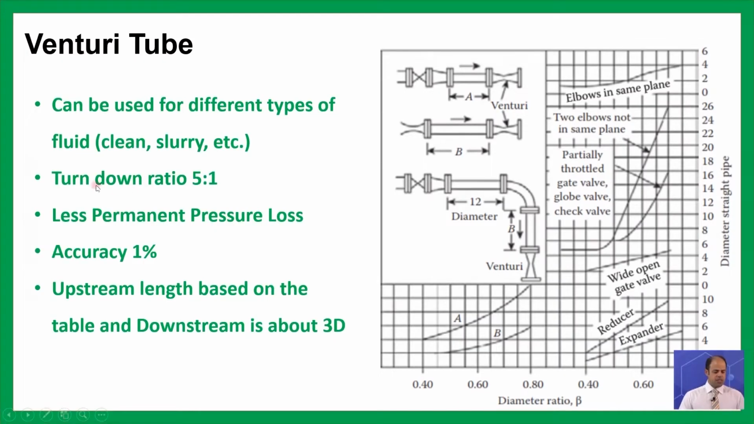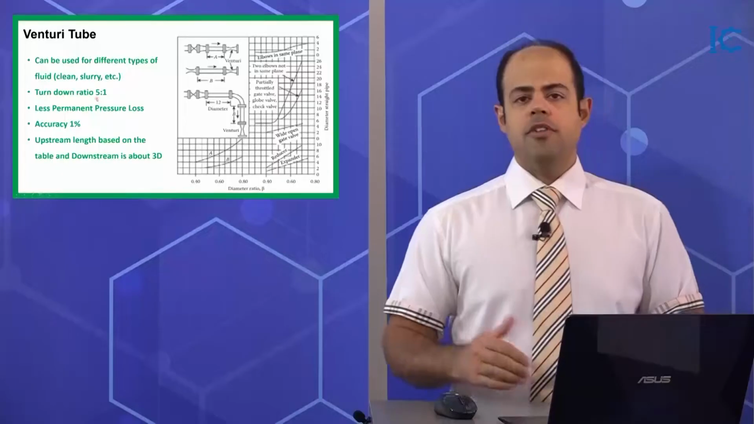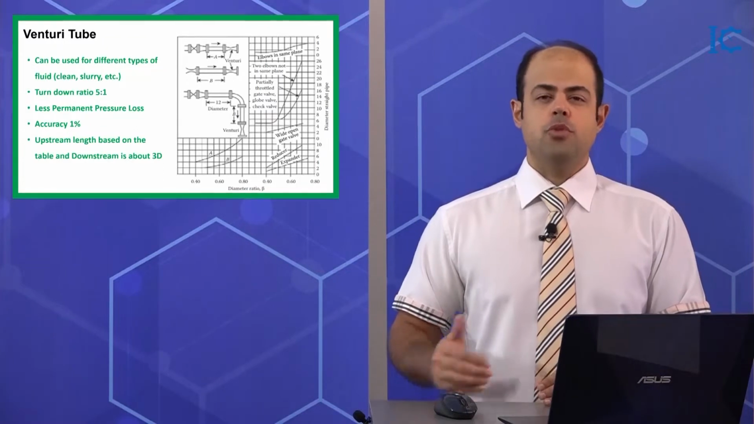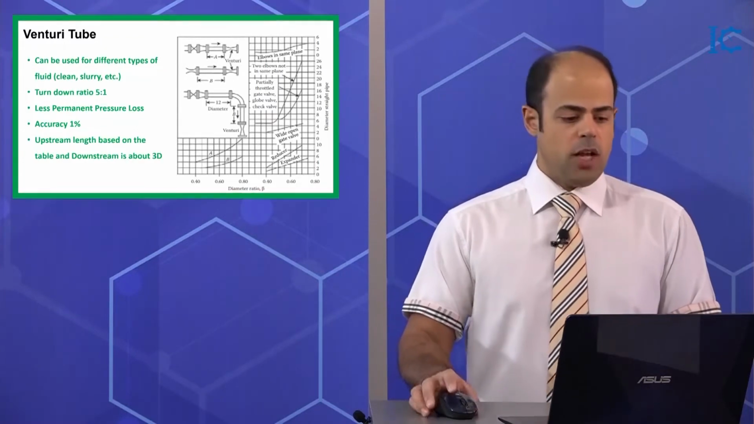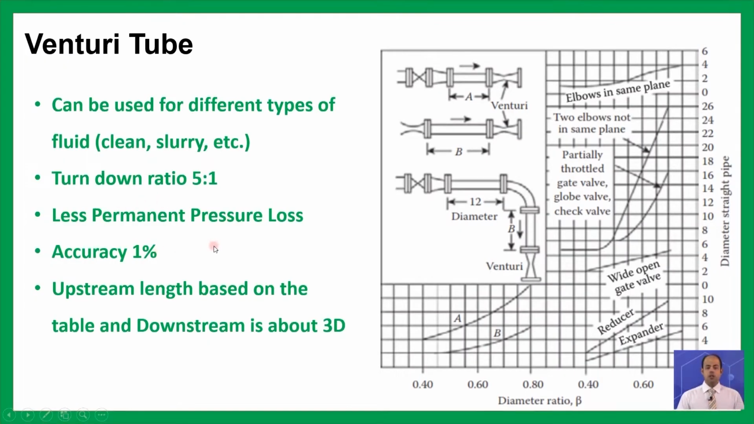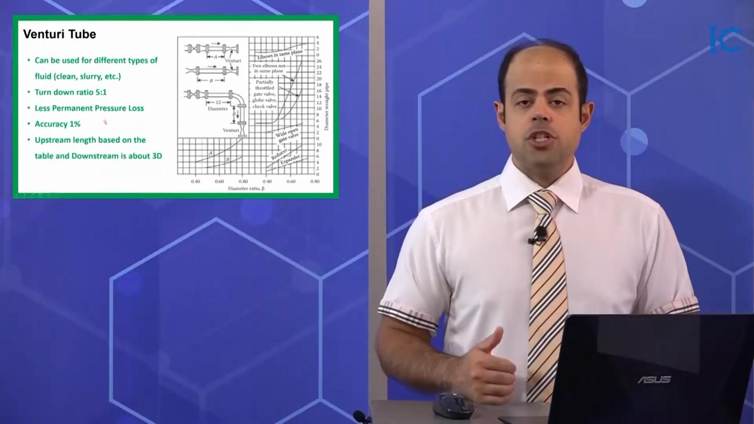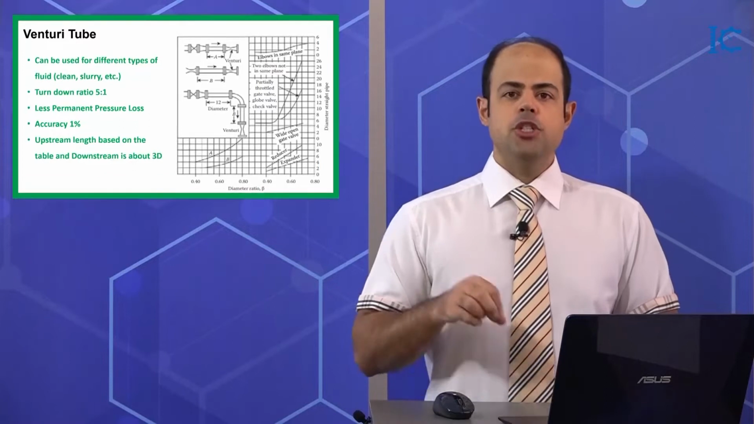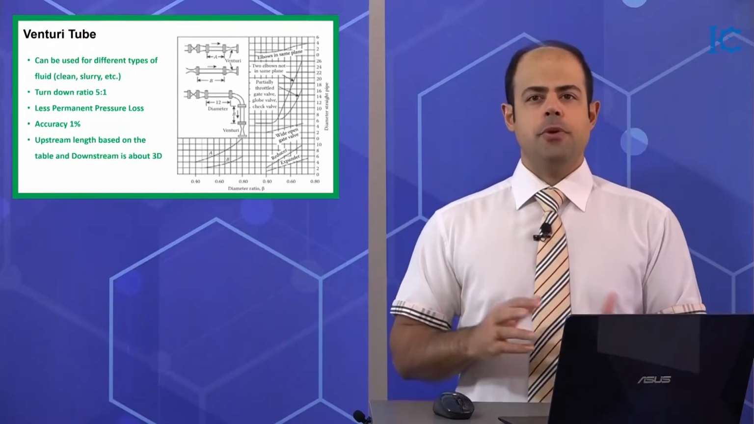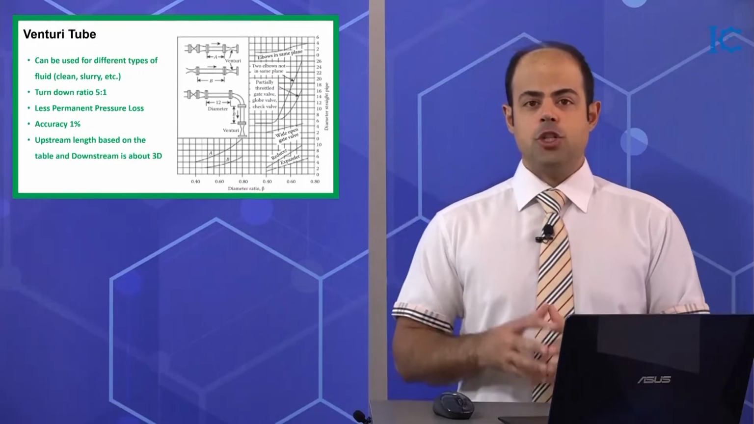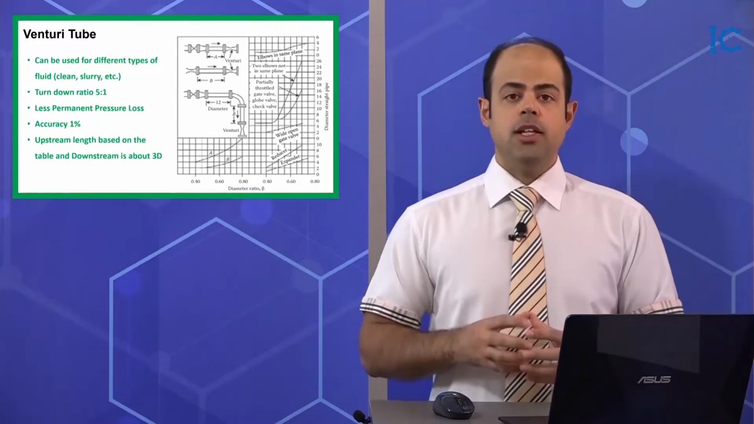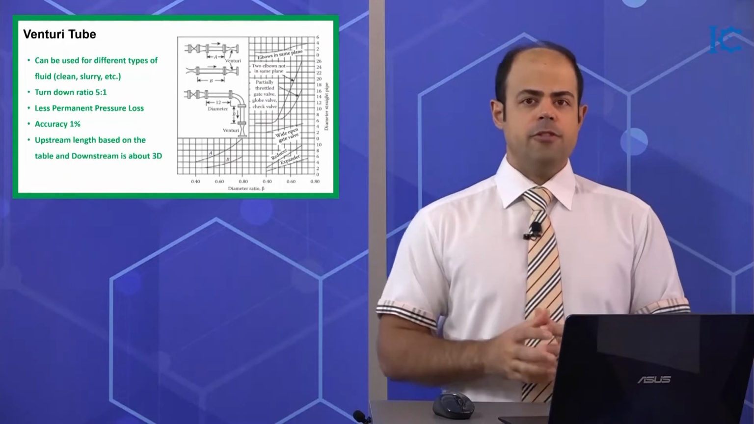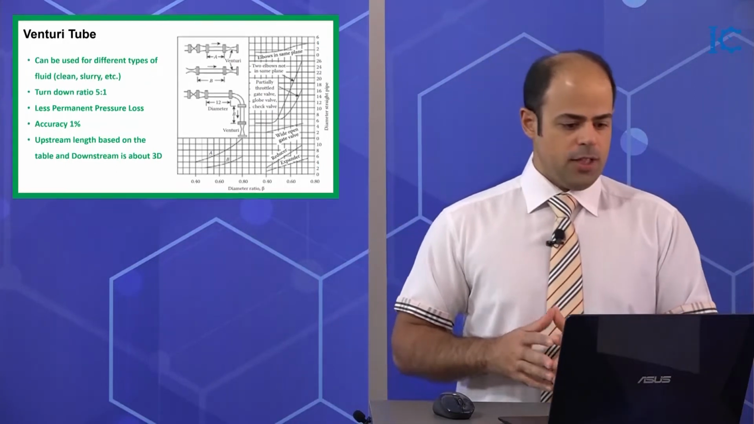After that, you can see that the turndown ratio of it is 5 divided by 1. It can actually be increased up to 8 divided by 1 as well. Less permanent pressure loss. In previous sheets I told you that the amount of PPL that could be generated here is just around 20% or 25% of the actual delta P, which is totally less than other types of differential pressure principles such as orifice plates and flow nozzle.